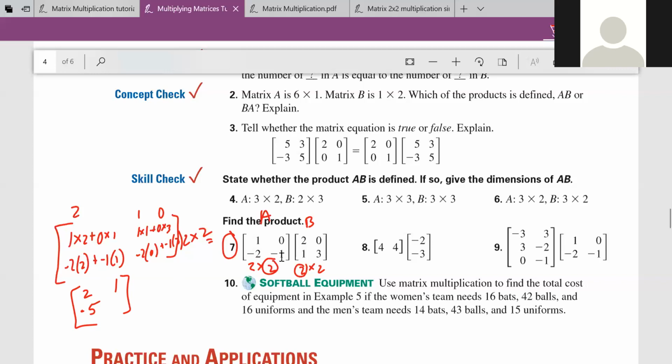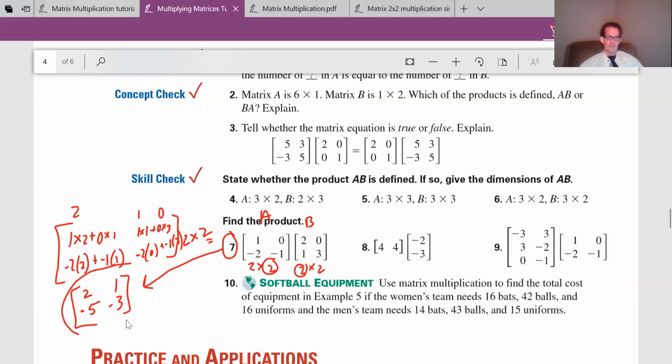Let's find out. Negative 1, negative 2 times 0, negative 1. That's a negative 3. Okay, so I have 0 and negative 3. This is going to be negative 3 over here if I'm looking at that correctly. So this right here is your answer for number 7. That's the product of matrix A and B.